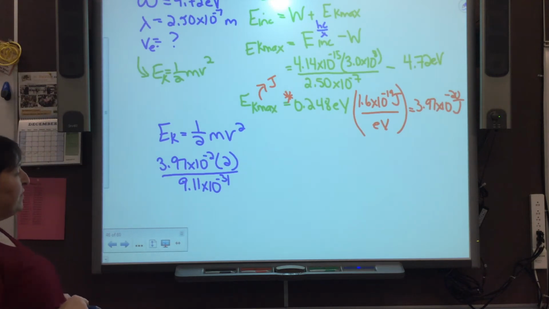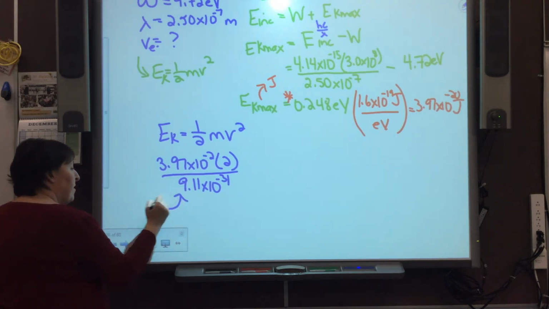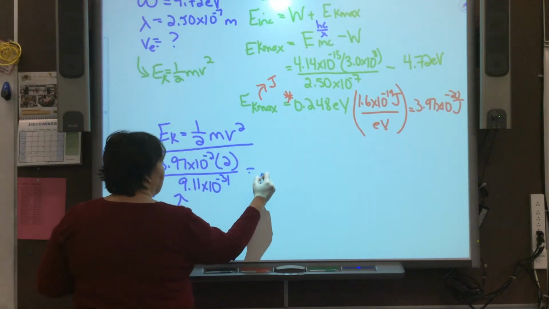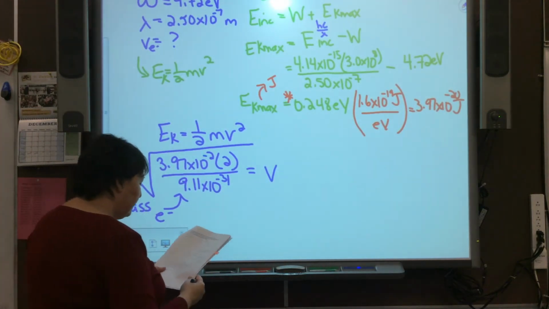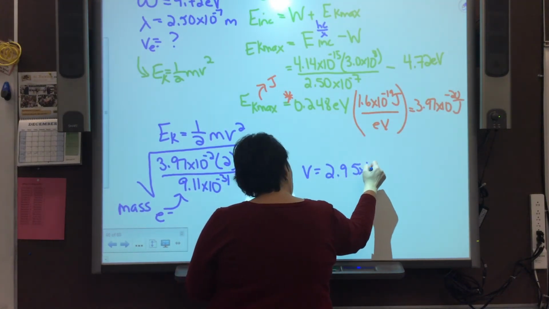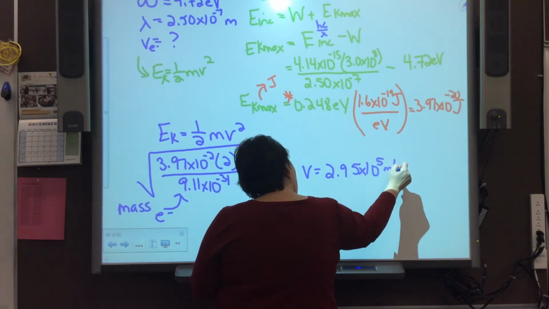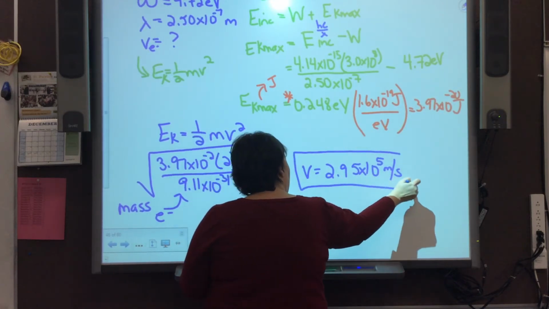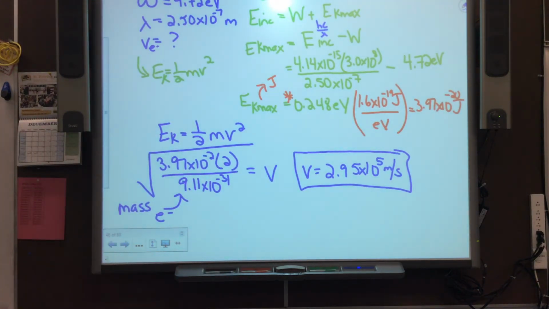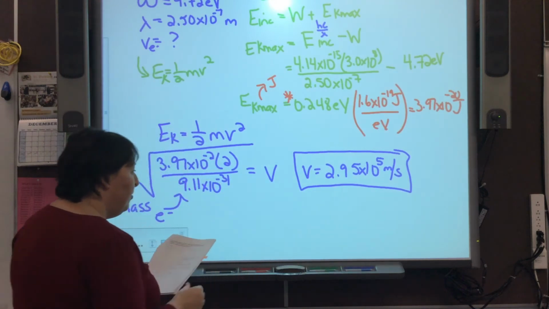(9.11 times 10 to the negative 31). This is the mass of an electron. Okay? We're going to take the square root of all of that to get our velocity. So the speed of the electron emitted from that piece of silver when a photon hits it is 2.95 times 10 to the 5 meters per second. So moving relatively quickly.